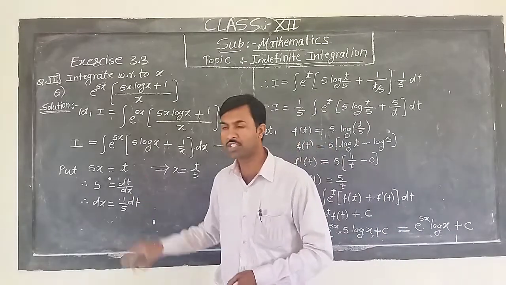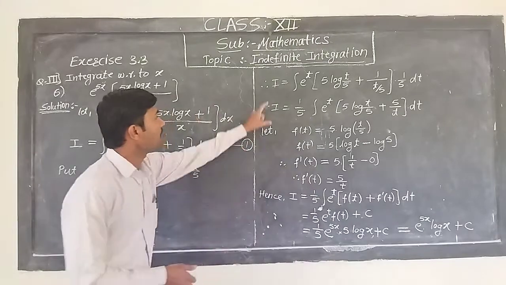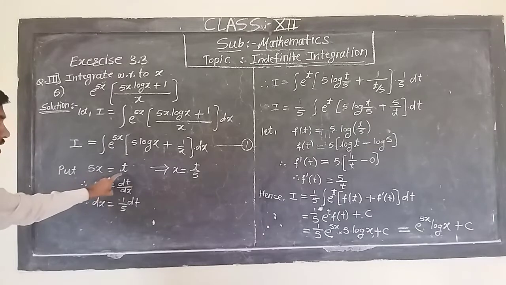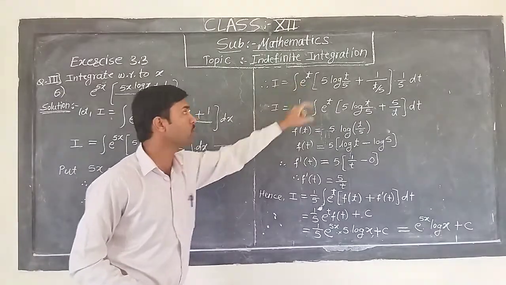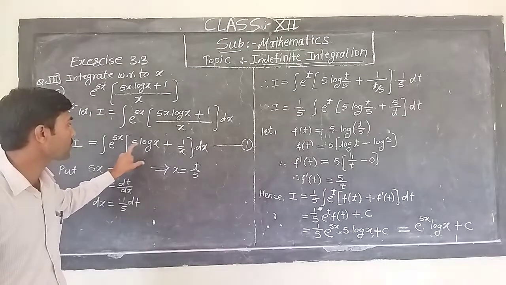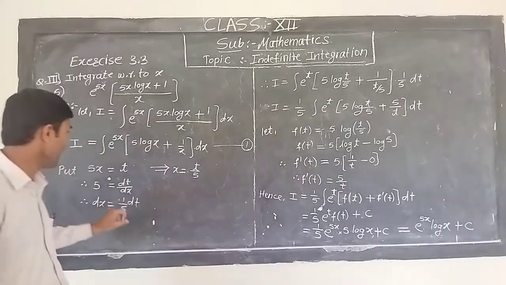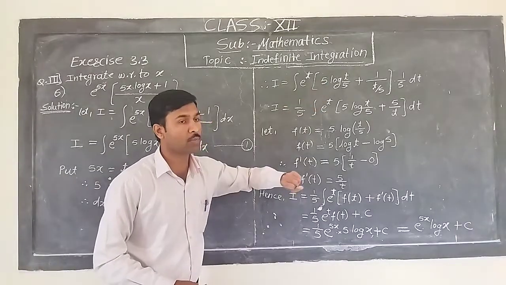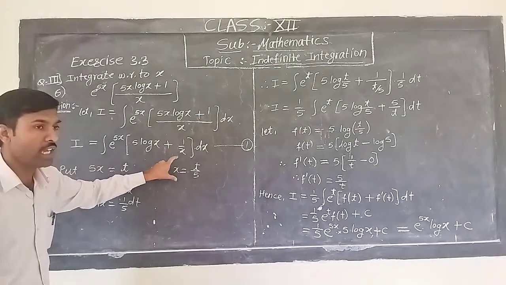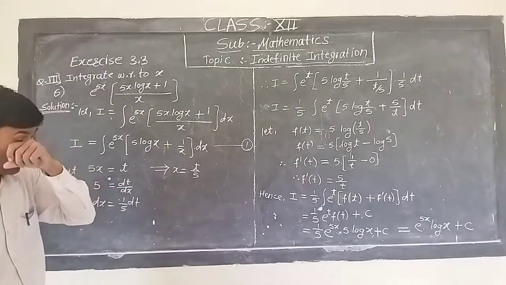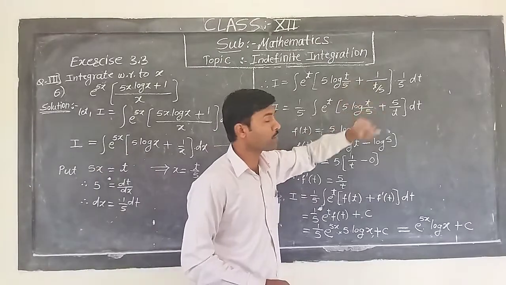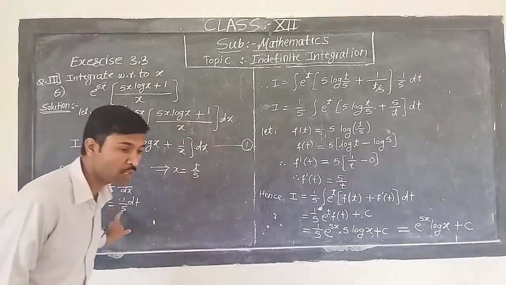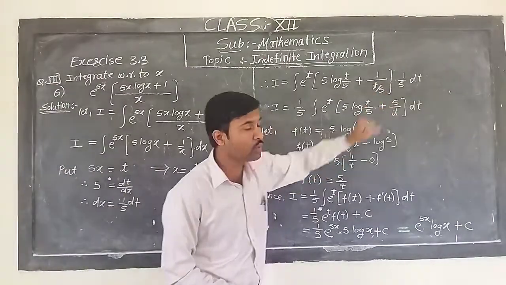Now if I put both these terms in this equation, then we will get I equal to the integration of e raised to 5x. Now 5x is replaced by t, so it is e raised to t into 5 into log x. So 5 into log, now x is replaced by t upon 5, so it is 5 into log of t upon 5, plus 1 upon x. Since x is t upon 5, 1 upon x is 1 upon t upon 5, into this dx. The substitution of dx is 1 upon 5 into dt.